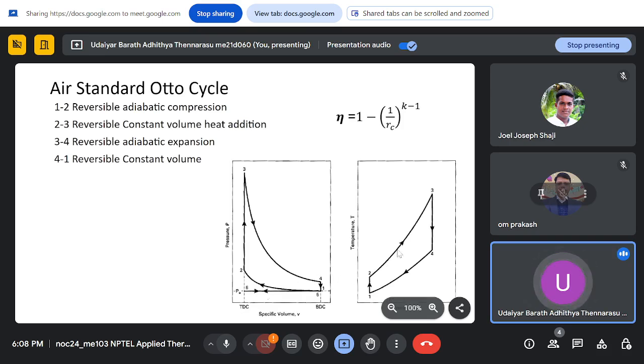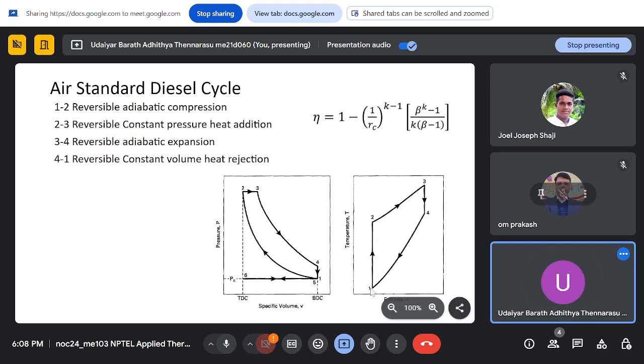Here this 2 to 3 and 4 to 1 is not isobar, it's isochoric process. Sorry, while explaining this diagram, I told it as isobaric, it's isochoric. 2 to 3 and 4 to 1 is isochoric.